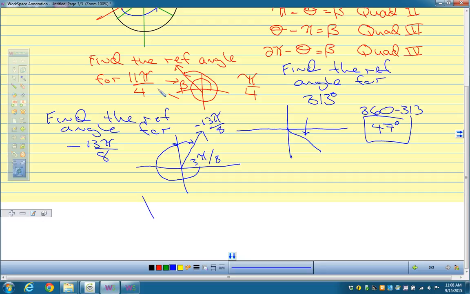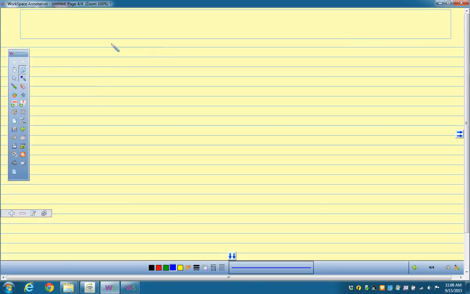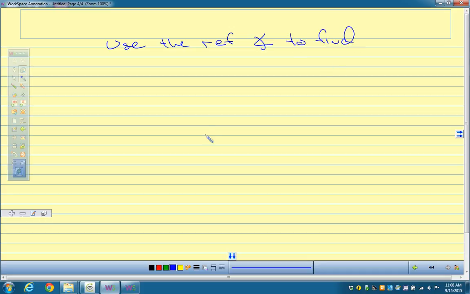I'm going to give you one tricky one. So then what they'll say is stuff like this. I might use the reference angle to find the cosecant of 11 pi over 4.